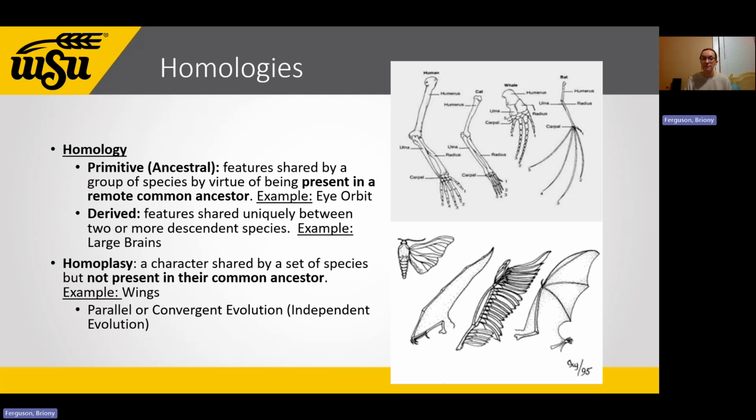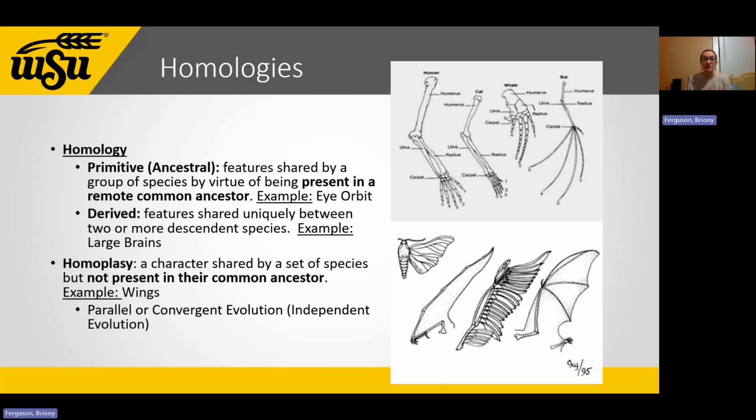Now you can also have derived traits, and these are going to be features that are shared uniquely between two or more descendant species. For example, large brains. Within primates, especially within the genus Homo, we have significantly larger brains than other primate species, and that kind of sets us apart. Now, it can get a little bit confusing because depending on where you are looking in your cladogram, or your little tree there, what is labeled as a primitive or a derived trait changes. So it depends on what you're comparing it to and which groups you're looking at specifically.